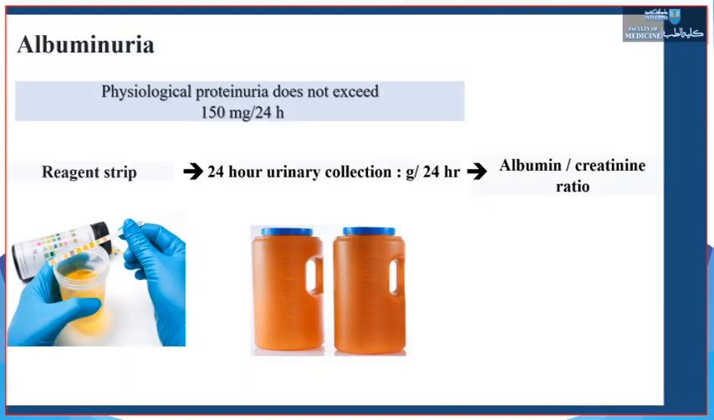How do we test for albuminuria? At first, we do the urine analysis, and the reagent strip will give you, in a semi-quantitative manner, either 1 plus, 2 plus, or 3 plus of albumin in the urine. But commonly, we do a quantitative measurement through either a 24-hour urinary collection or an albumin to creatinine ratio.